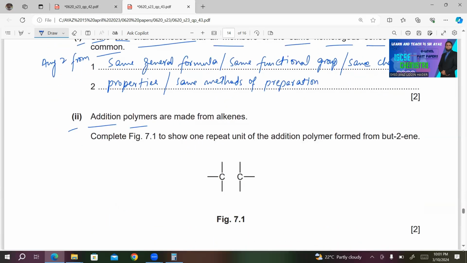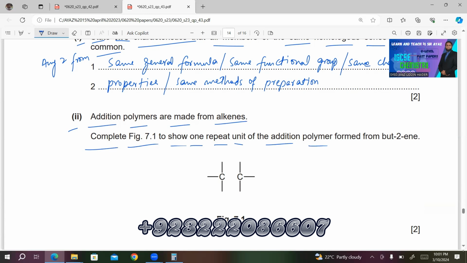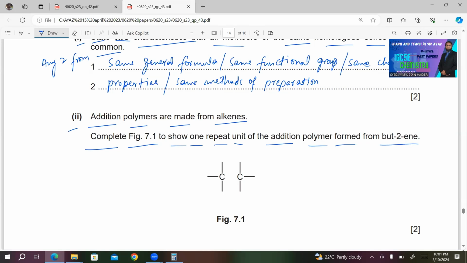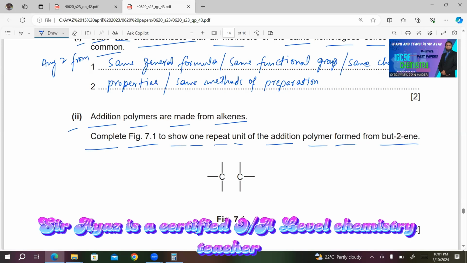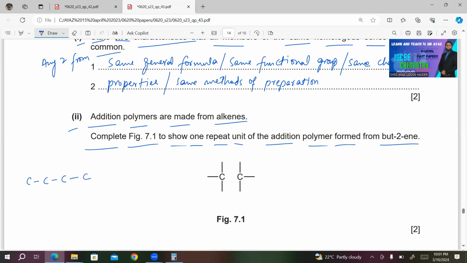Two, addition polymers are made from alkenes. Complete figure 7.1 to show one repeat unit of the addition polymer formed from but2ene. So we need to show one repeat unit of the addition polymer formed from but2ene. So first of all, I'm going to draw the displayed formula of but2ene. We have 4 carbon atoms in but2ene. We have 1, 2, 3, 4. And there must be a double bond between second and third carbon atom.